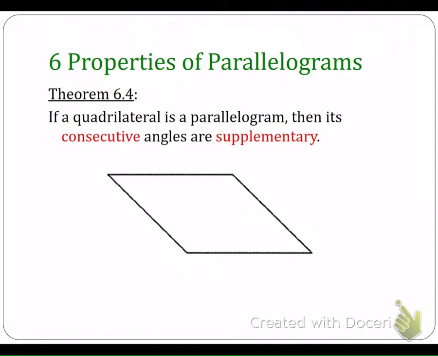Next, if a quadrilateral is a parallelogram, then the consecutive angles are supplementary. Consecutive means right in a row. Supplementary means add to 180. So if this is your parallelogram, x plus y would equal 180. Any x plus any y add to 180. So these 2 add to 180, these 2 add to 180, these 2 add to 180, these 2 add to 180. Any next door neighbor angles, consecutive angles, will add to 180. Questions on that one?